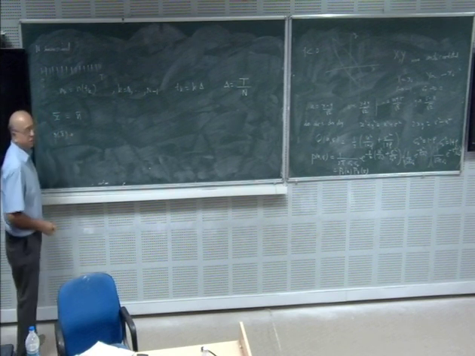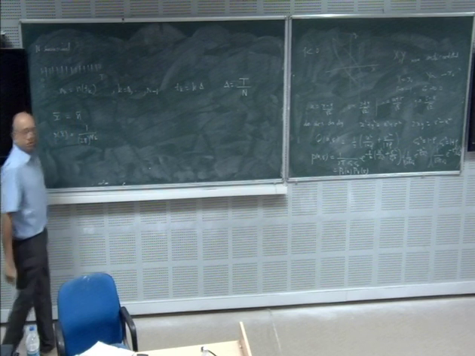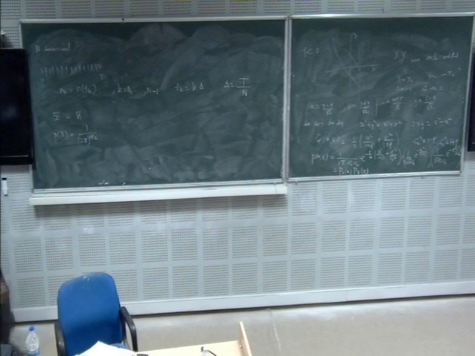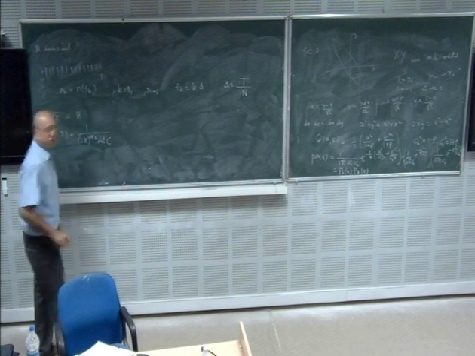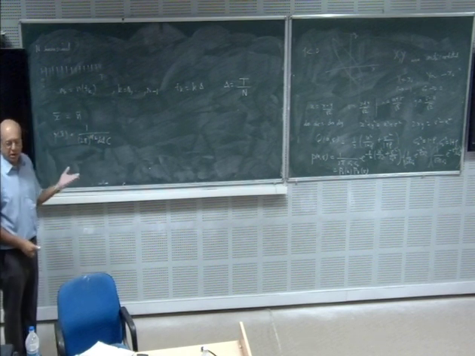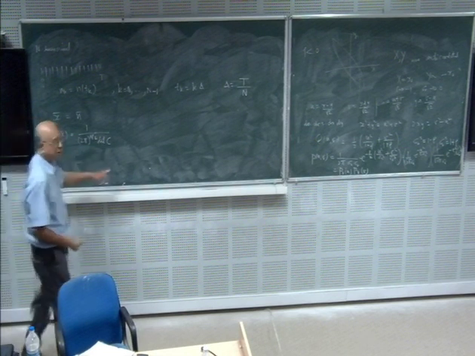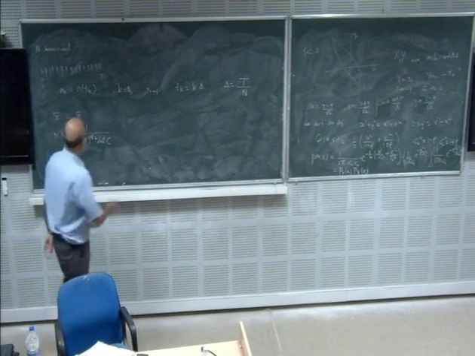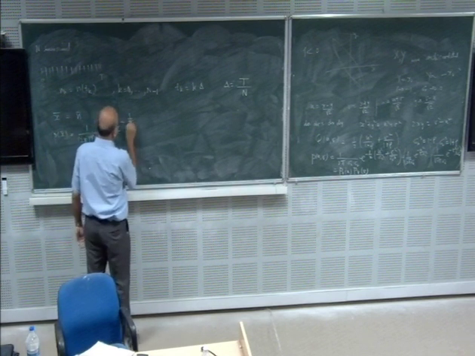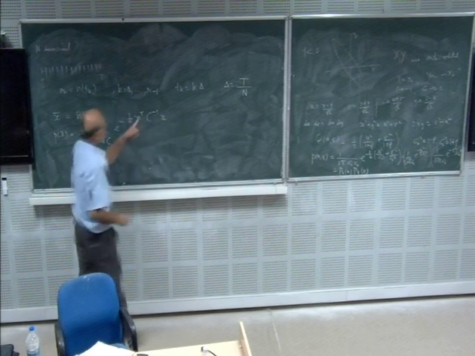In this case, then P(x) goes to 1 by (2 pi) raised to n by 2, det C. So the formula doesn't change. But C now is an n cross n matrix. In this case, it is the covariance matrix. And e to the minus half x transpose. This T is transpose.